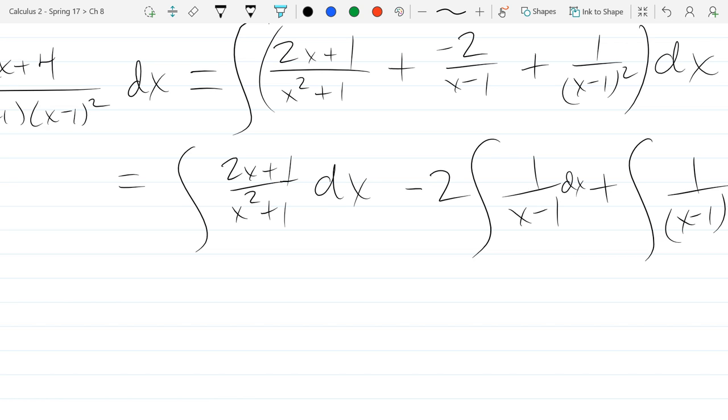So what happens when calculus doesn't work for you? Algebra. So what algebra can I do? Conjugates. Could multiply by conjugates, but I think that's going to make it worse.